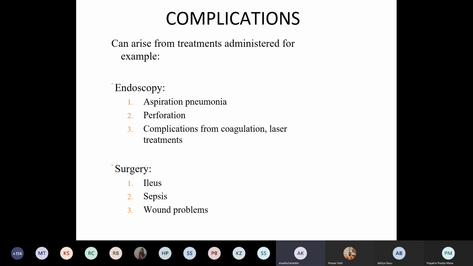Now, what are the complications? Complications usually start right from endoscopy. They could be aspiration pneumonia, they could be a perforation, they could be complications from coagulation or laser treatment. Even surgical ileus can be present or sepsis can be present. So these are some of the complications of upper GI bleeding.